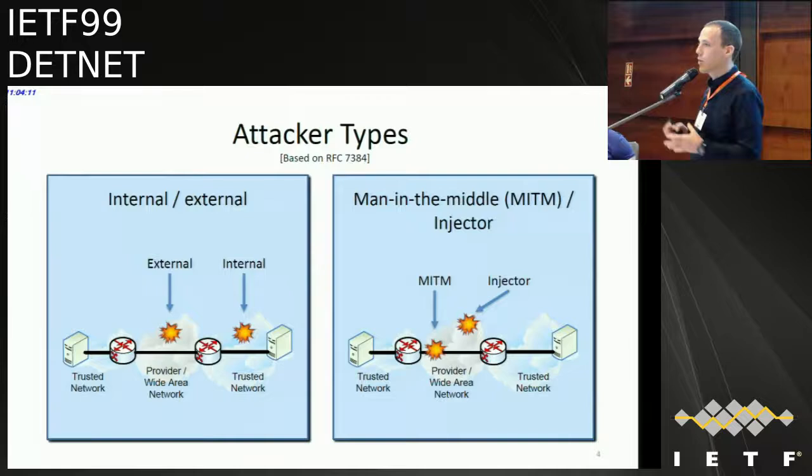So that's the distinction on the left between internal and external. On the right, we see a distinction between on-path and off-path attackers. An on-path attacker, who is on the path between the source and the destination, is also called a man in the middle, someone who can intercept packets. And an attacker who is not on the path, an off-path attacker, is also called an injector because they can basically inject packets. So this is the threat model in a nutshell.